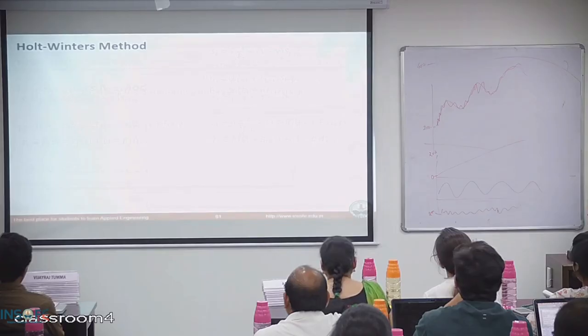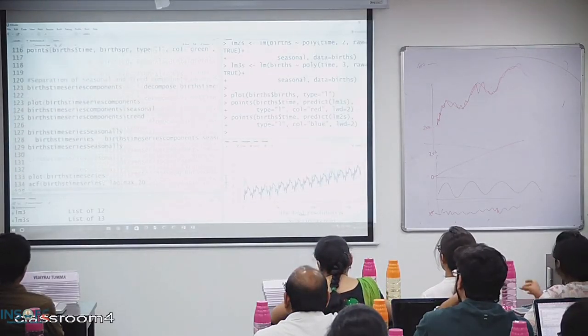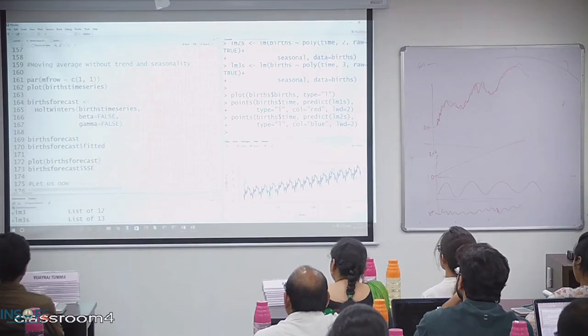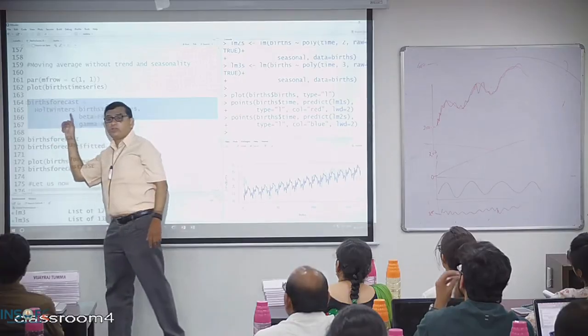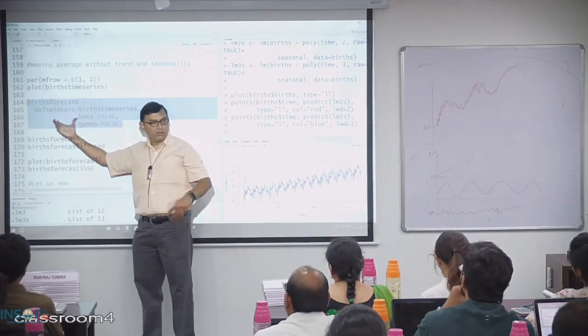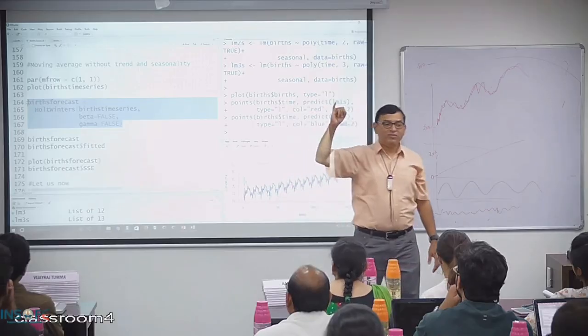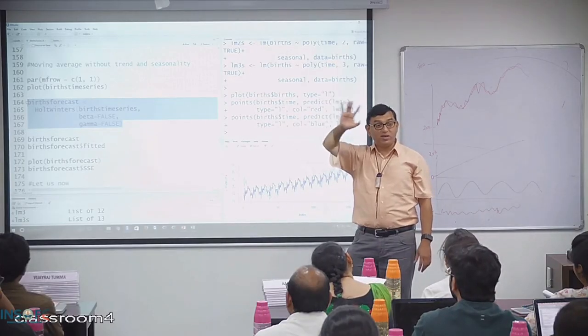Let me show you how it's run on R. The Holt-Winters forecast is done through the command HoltWinters, and I said there are three parameters: alpha, beta, gamma. Alpha was for the level or the error part, right? And beta and gamma were for the trend and seasonality part.